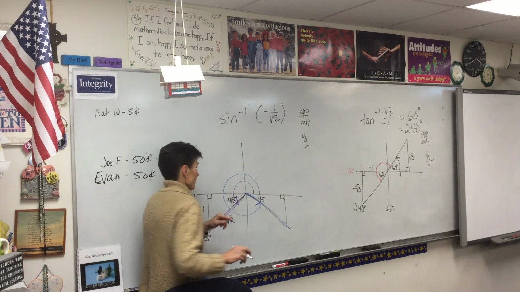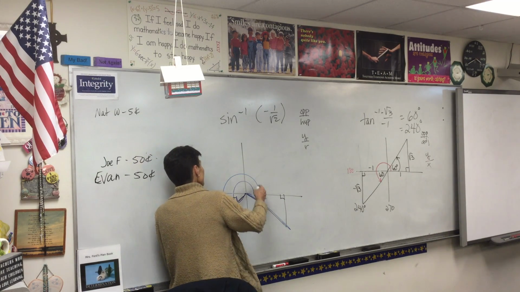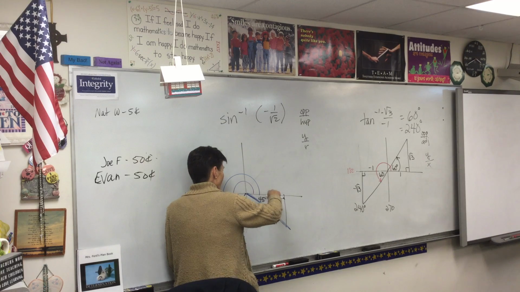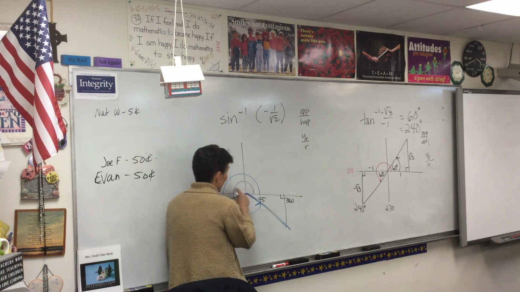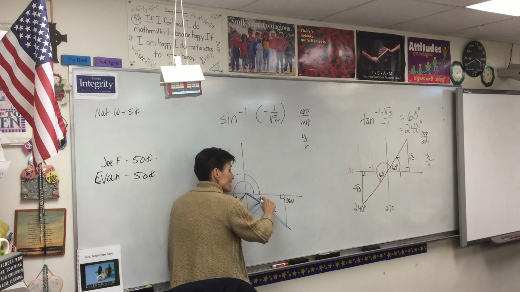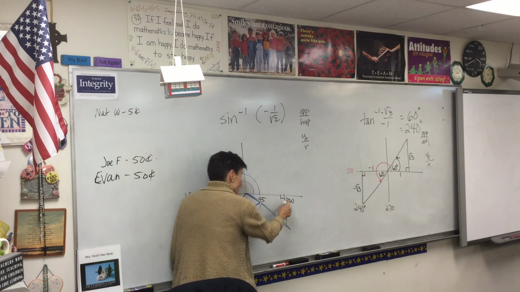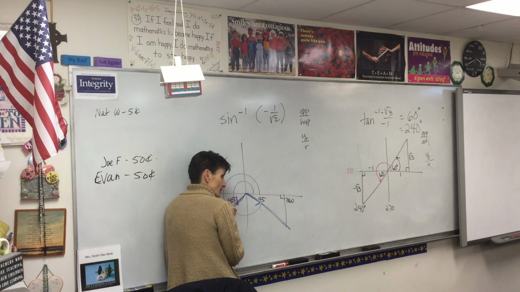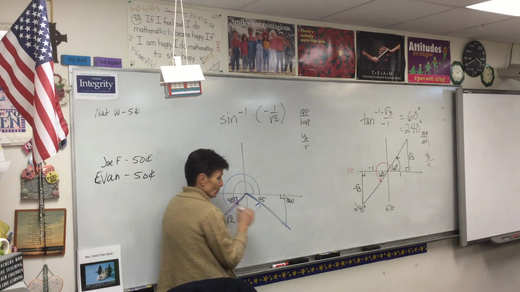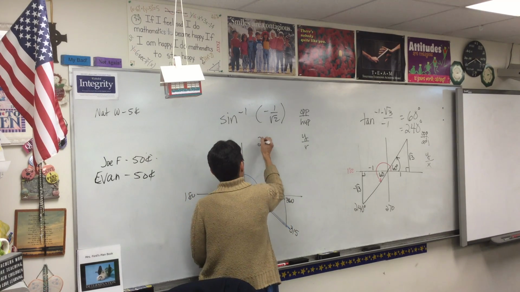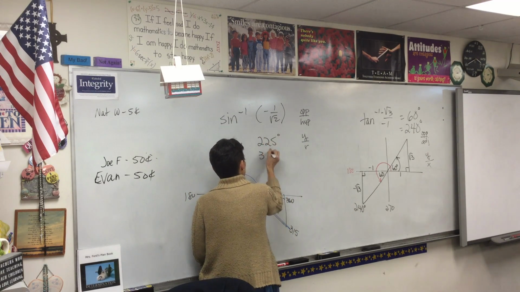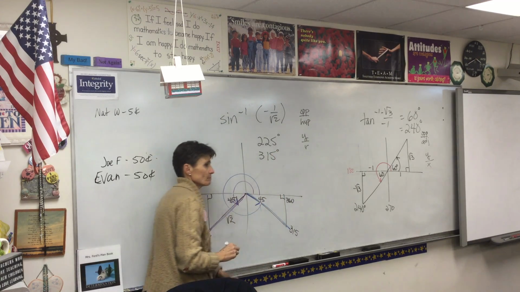Now let's look at the blue one. If I went all the way around, it would be 360, right? Yes. But I stopped 45 degrees before I got to 360. So where did I stop? 315. So the answers to the problem are 225 and 315.